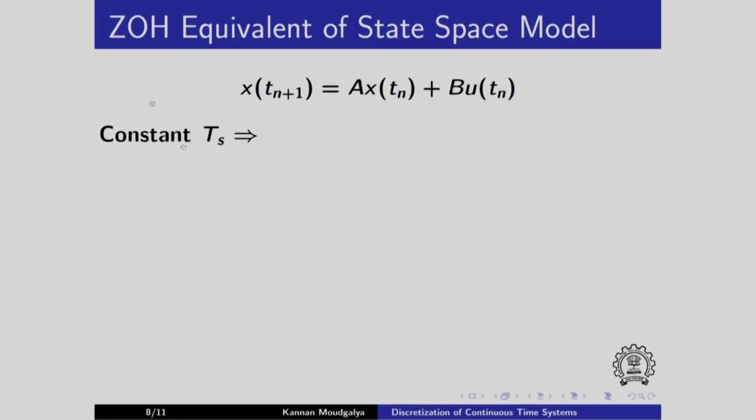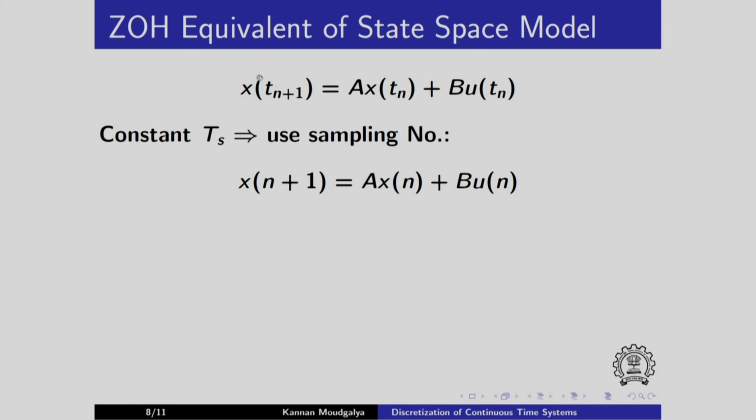Remember, we have constant sampling rate, constant period of sampling. So as a result, we can simplify this further. We will use the sampling number. We will write this as x of n plus 1 equals A x n plus B u n. So here we take the t0 as 0 and then x1, x2 and so on. So this index n refers to the sampling number.